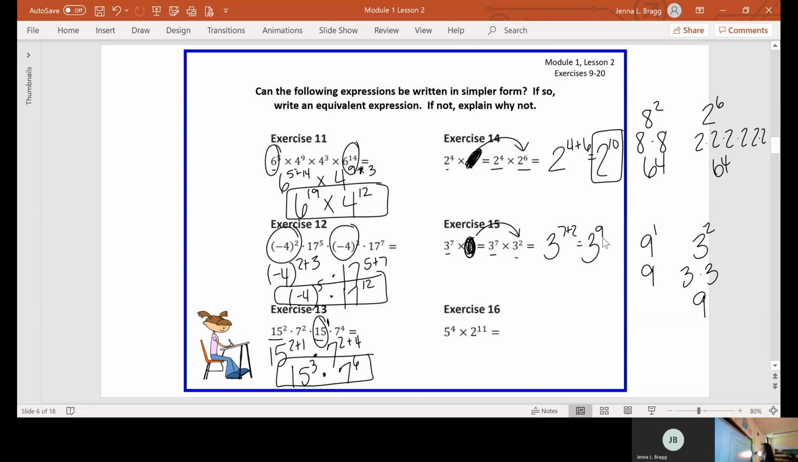Now exercise 16. There is no way that you can turn 5 into a number with 2 as a base. There's no way that this will work. So actually the way it is written is as simplified as it's going to get. Your answer would still be 5 to the 4th power times 2 to the 11th.